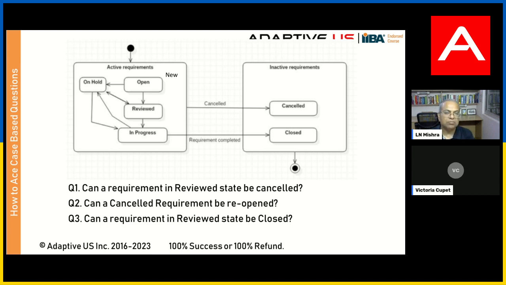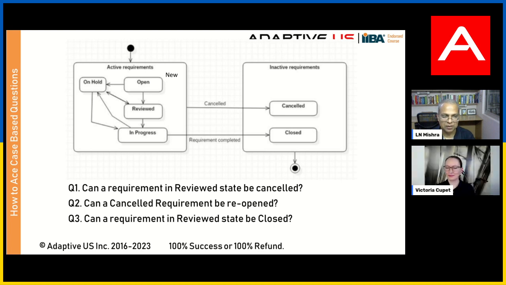Like question number 1, do you believe that a requirement in reviewed state can actually be cancelled? You can put yes or no in your chat box. Okay. Anyone? Let's do the following. Everybody type something. If you are correct, congrats. If you are not correct, that's a learning experience. And by the way, when you are studying, you are allowed to make mistakes. This means you are really studying something new. Okay, and look how many yeses are here. I think most of you have said yes, which is actually right.